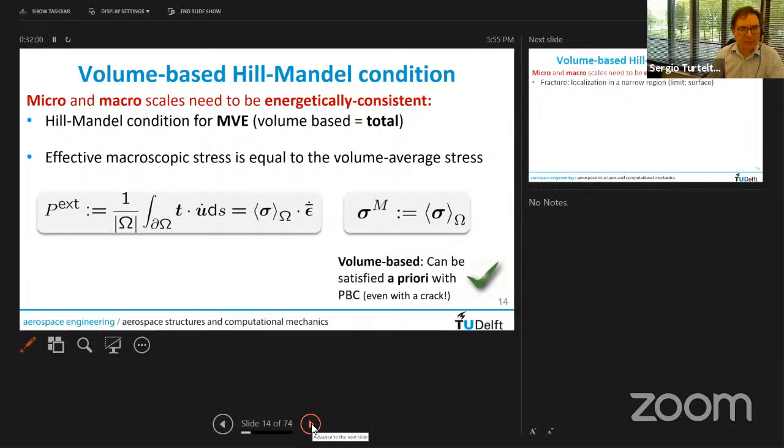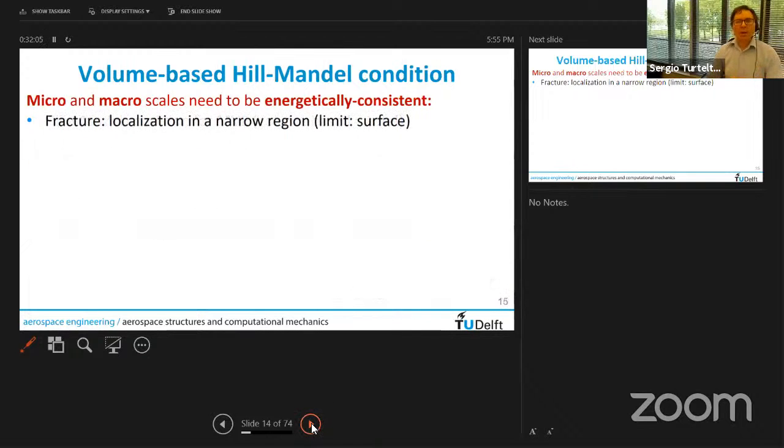But there is a little bit of a problem when it comes to fracture. When it comes to fracture, there is localization, and typically it occurs in a very narrow region, which in the limit becomes a surface. And that creates two issues.